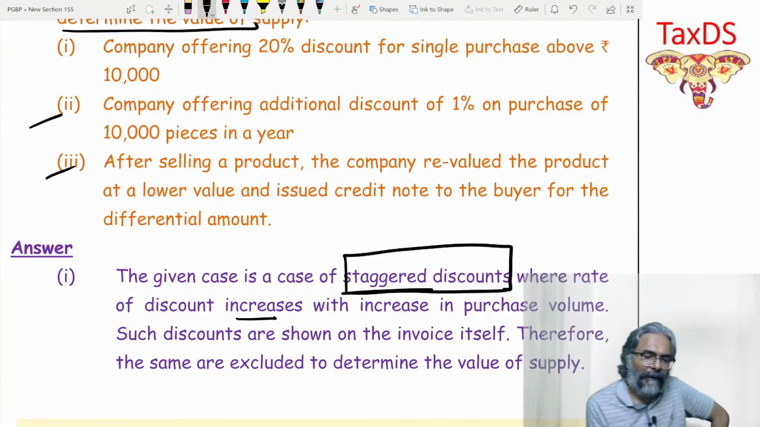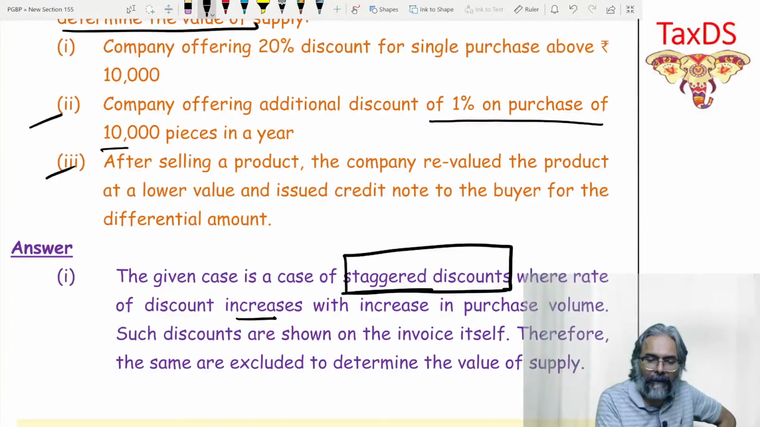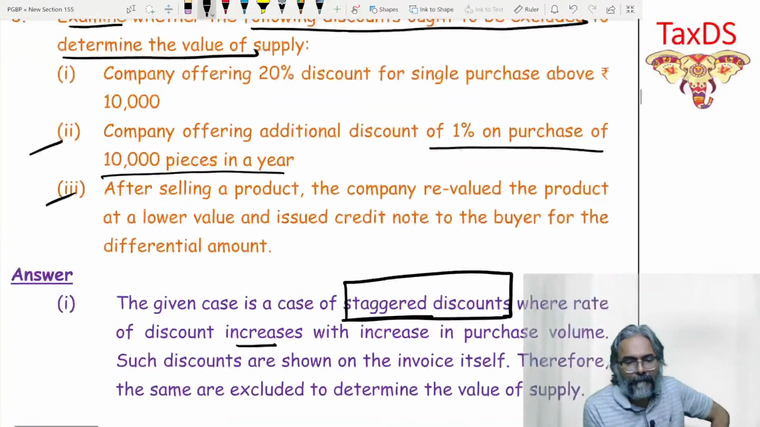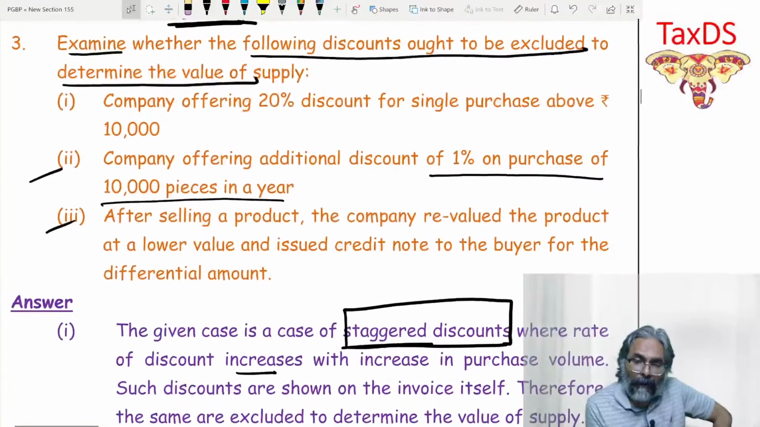Now see 2 and 3. Company offering additional discount of 1% on purchase of 10,000 pieces in a year. Additional discount of what? 1% on purchase of 10,000 pieces in a year. And the third one is, after selling a product, the company revalued the product at a lower value and issued credit note to the buyer for the differential amount. The company is lowering the value and issuing the credit note to the buyer for the differential amount.